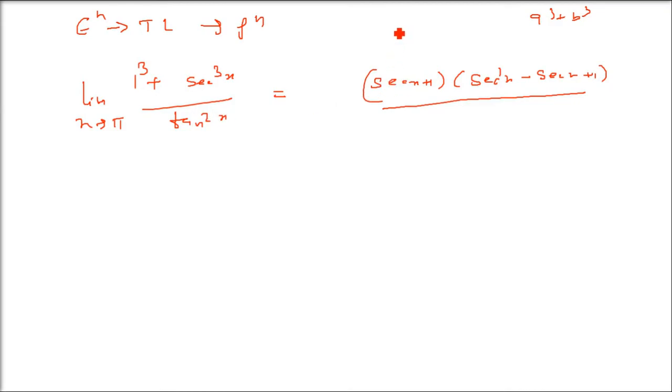So tan square x is what? Tan square x is sec square x minus 1. So sec square x minus 1, you can assume it to be sec square x minus 1 square. So it will be the a square minus b square formula. So (sec x minus 1) and (sec x plus 1). Right? You just cancel this plus 1.